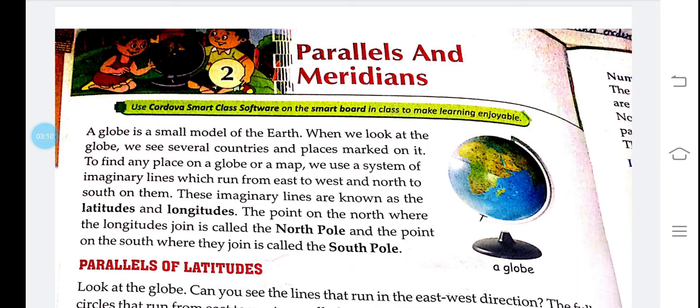A globe is a small model of the earth. As we all know, when we look at the globe, we see several countries and places marked on it. To find any place on a globe or a map, we use a system of imaginary lines which run from east to west and north to south on them. These imaginary lines are known as the latitudes and longitudes. The point on the north where the longitudes join is called the North Pole, and the point on the south where they join is called the South Pole.